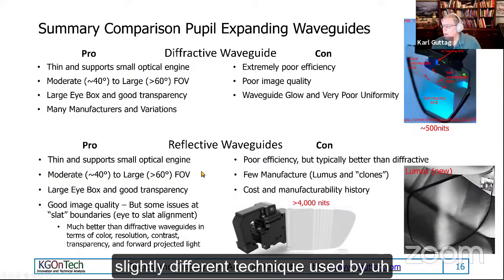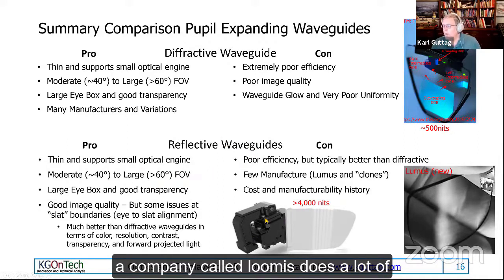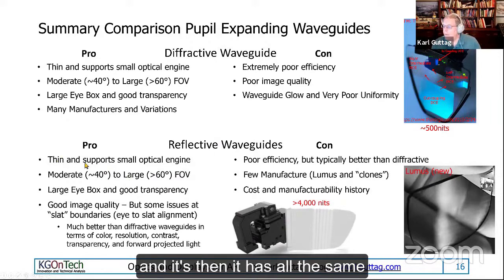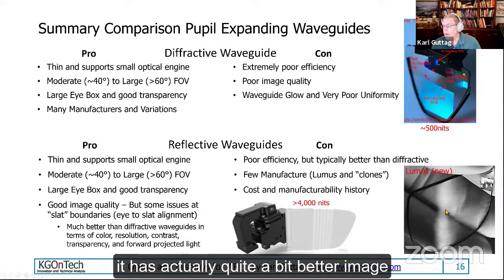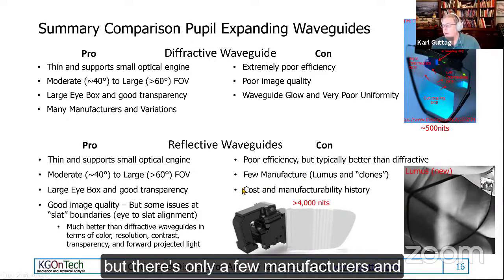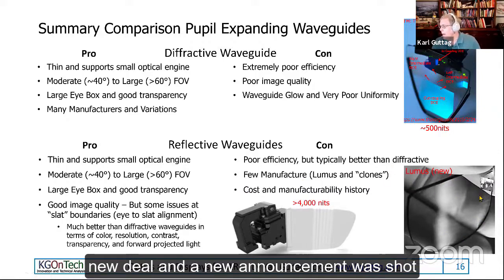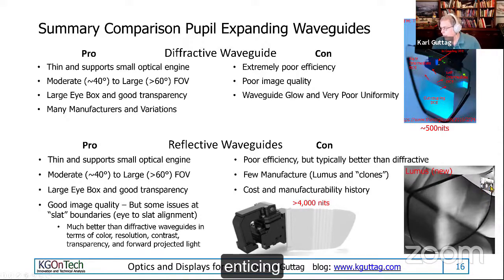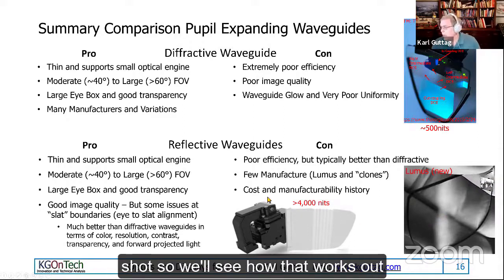There's a slightly different technique used by reflective waveguides, or reflective pupil expanding waveguides, really. A company called Lumus does a lot of that. And it's thin. It has all the same advantages. It has actually quite a bit better image quality in every test I've ever run on it. But there are only a few manufacturers, and the issue has been getting cost down. Now, Lumus is working to try to improve that. They just did a new deal and a new announcement with Schott, and they've got this really small and enticing model that they've just developed with Schott. So we'll see how that works out.